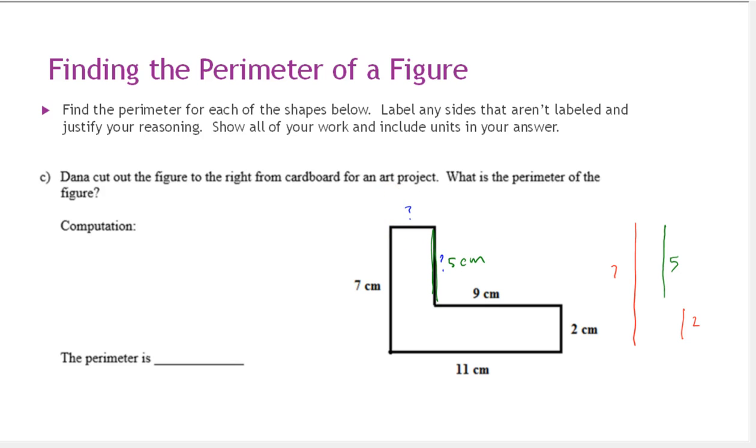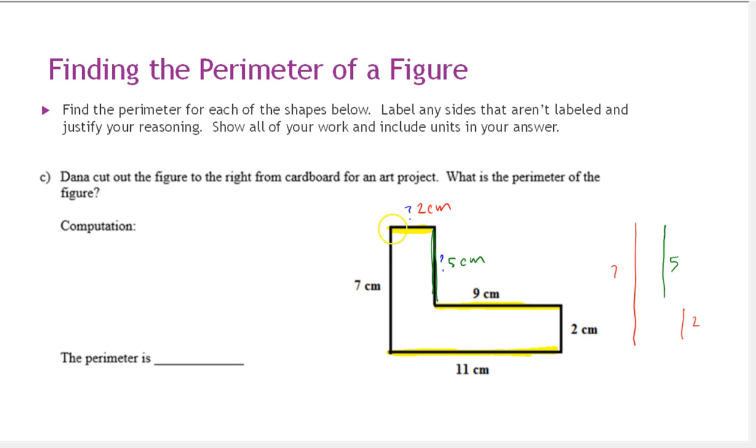Similarly, for this side, let's highlight this. We want to know this side. We know these parallel sides, that this is 11 and this is 9. So this length right here needs to be the difference between 11 and 9. So that value is 2 centimeters. Okay. Now that we know all the side lengths, we can add them up.